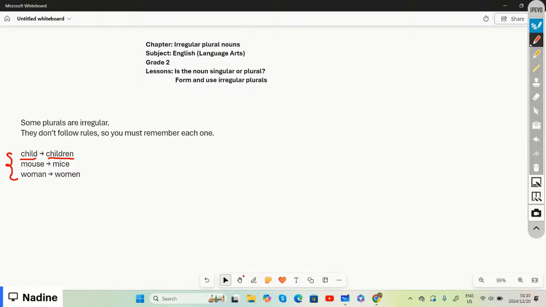So all you have to do when it comes to irregular plurals is remember the form of the words. There's no rules, nothing. You're just going to have to remember that this is the word when it's singular, when we refer to it as one person, animal, or thing. But now when there's more than one, the word changes and you're just going to have to know what the plural form is of that word.